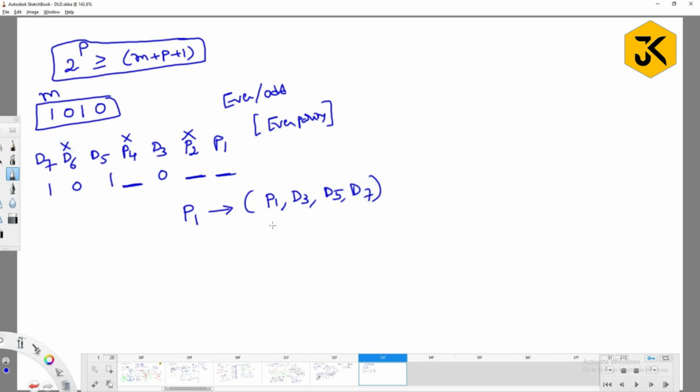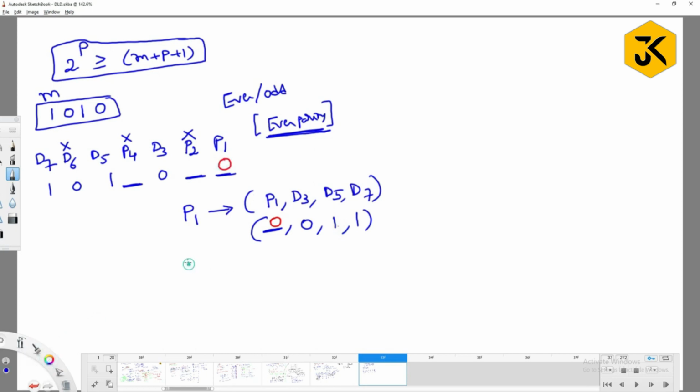Now what is the value of P1? Don't know. What is the value of D3? 0. What is the value of D5? 1. What is the value of D7? 1. Now to make P1 even parity, what value do you have to place here? That should be 0 because 2 ones are already there. So P1 value is 0.